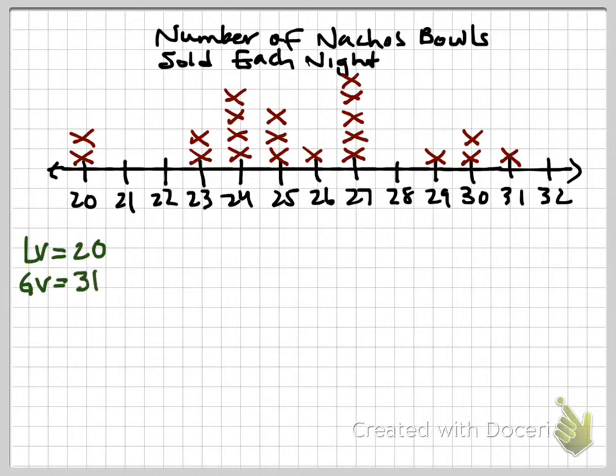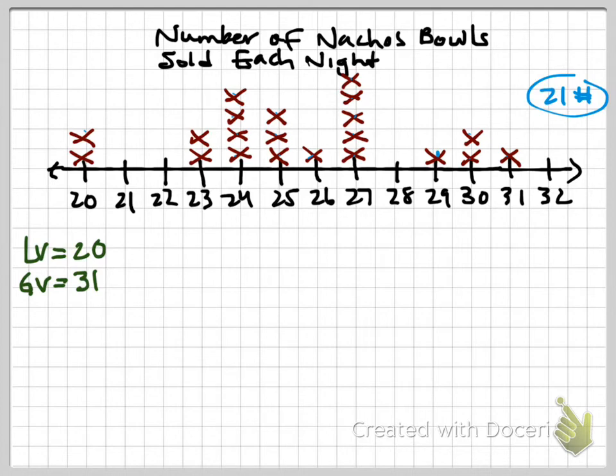Now, how am I going to figure out median from a dot plot? Each X represents an item, right? So if I figure out how many I have, I can figure out what's the middle of that. So let's count up. We have 1, 2, 3, 4, 5, 6, 7, 8, 9, 10, 11, 12, 13, 14, 15, 16, 17, 18, 19, 20, 21. So I have 21 numbers. So what number would be considered in the middle? Not 10 and a half. Do I have a number that's in the middle? I have an odd set of numbers.